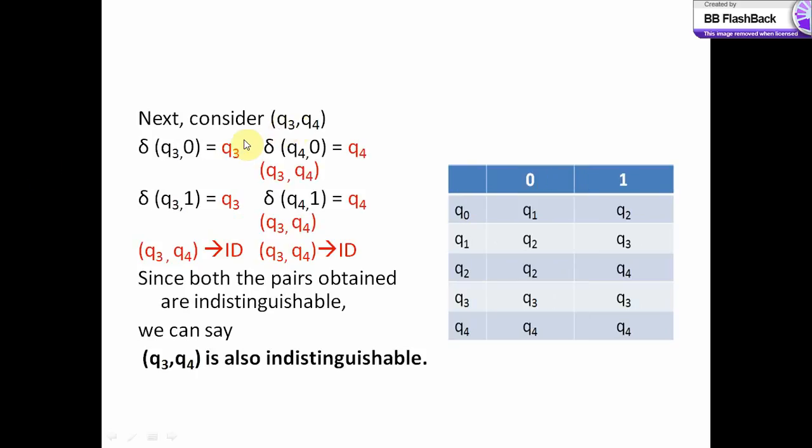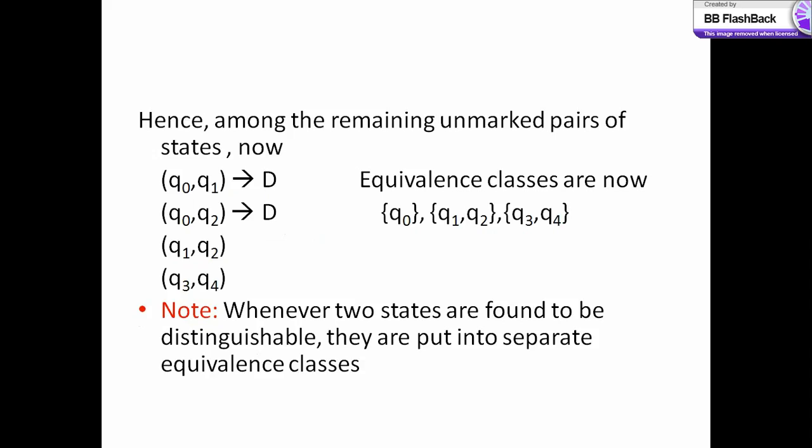Similarly, the final pair Q3, Q4 also remains indistinguishable after applying the inputs 0 and 1 and finding the transitions. So after this step, we have concluded that among the remaining 4 pairs of unmarked states, we have identified 2 pairs as distinguishable states and the other 2 pairs as indistinguishable states.